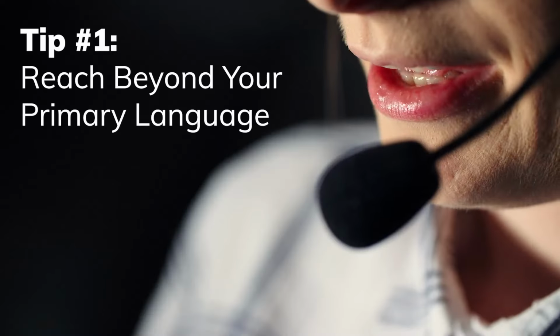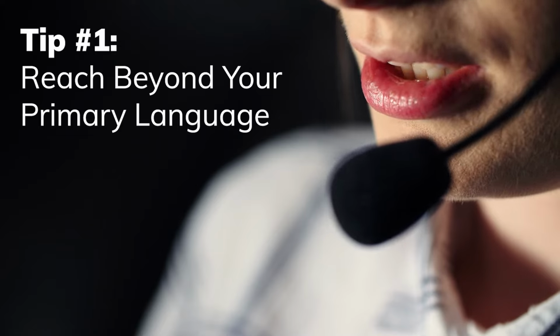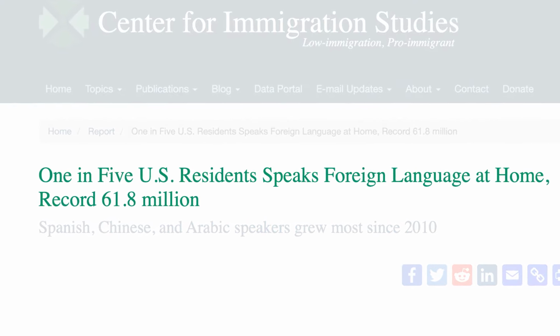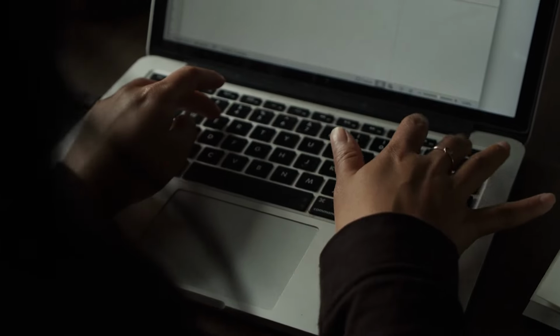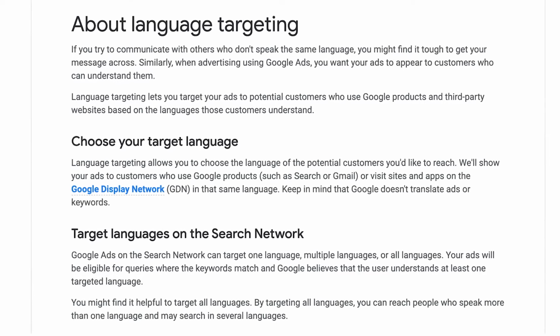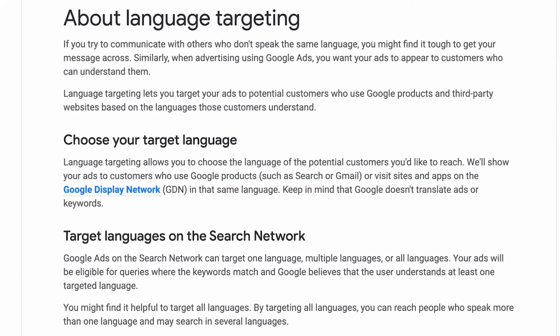Let's dive in. Tip number 1, reach beyond your primary language. The numbers speak for themselves. 1 in 5 US residents use a language other than English at home, and chances are they're also using a different language when they're entering Google searches. That means it's time to take a closer look at your campaign's language targeting settings.